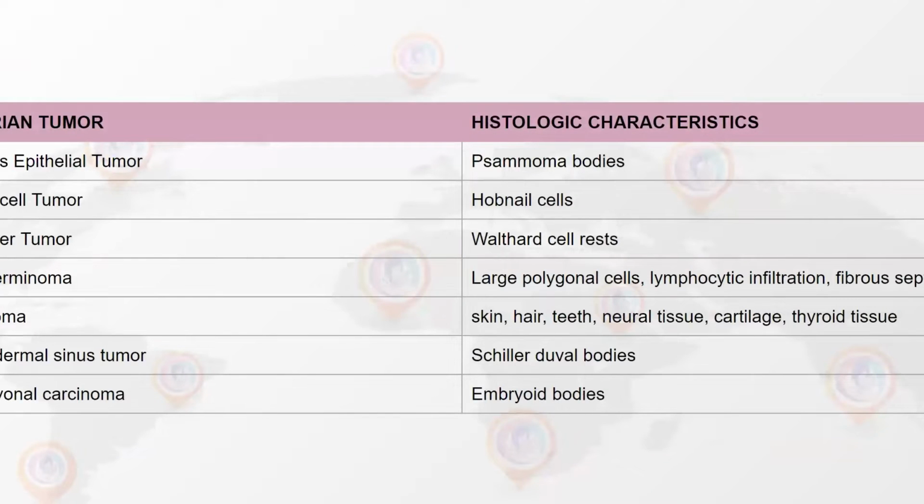Now coming to some of the histological characteristics, these are important. They are usually asked in the form of SBS, that is, in serous epithelial tumor you have Psammoma bodies; clear cell tumor, hobnail cell; Brenner tumor, Walthard cell rest; dysgerminoma, large polygonal cells with lymphocytic infiltration and fibrous septa. Teratoma, you have all the three germ layers: ectodermal structures, that is skin, hair, teeth, neural tissue; cartilage; thyroid tissue. Endodermal sinus tumor, you have Schiller-Duval bodies, and in embryonal carcinoma, you have embryoid bodies.